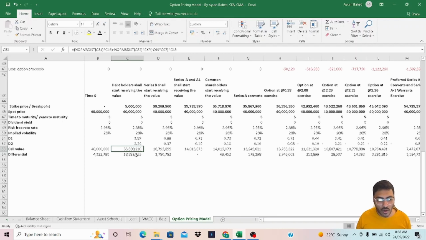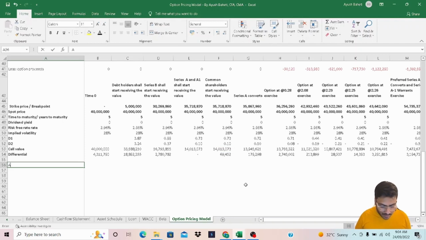Now let's go to the next column. This is the value before Series B gets their interest, and this is the value after Series B gets their interest. So the interest for Series B is nothing but the difference of 35 and 16. So moving forward, what we're going to do is check the call value at each level and see at that level which shareholders are receiving the value and in what proportion. Okay, now let's create the allocation table.